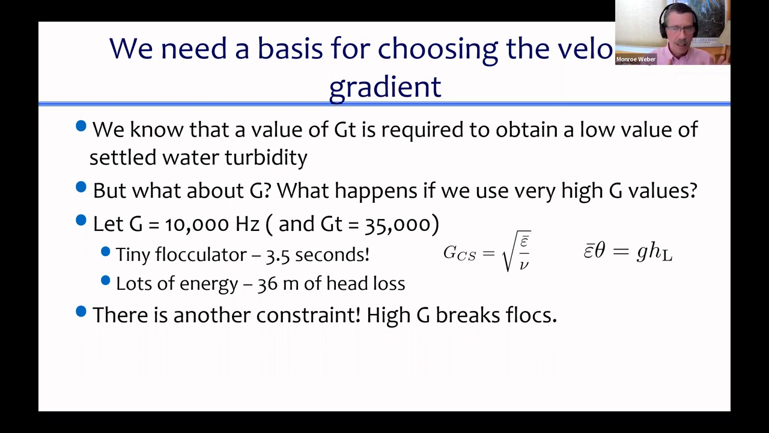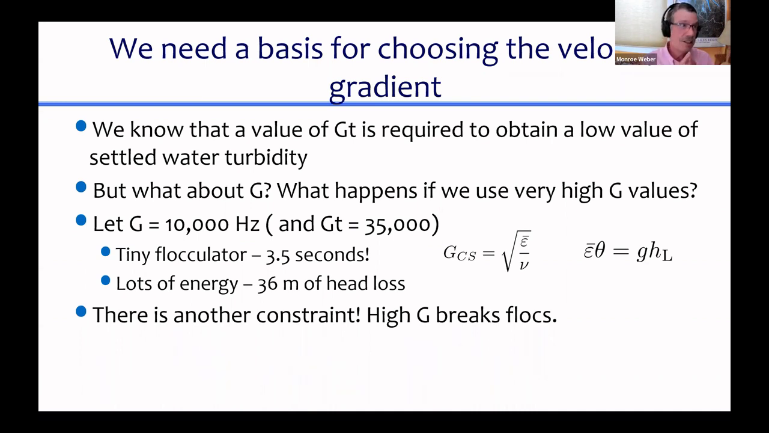If we had a G of 10,000 Hertz, we could have a teeny tiny flocculator with a residence time of 3.5 seconds. Because in those 3.5 seconds, we would have deformed the fluid so that particles that were separated by a millimeter had moved 35 meters apart by the time the process was done. It would have required lots of energy, actually an absurd amount of energy, 36 meters of head loss to drive this flocculator. But it is kind of cool that you could have a flocculator all done in 3.5 seconds.